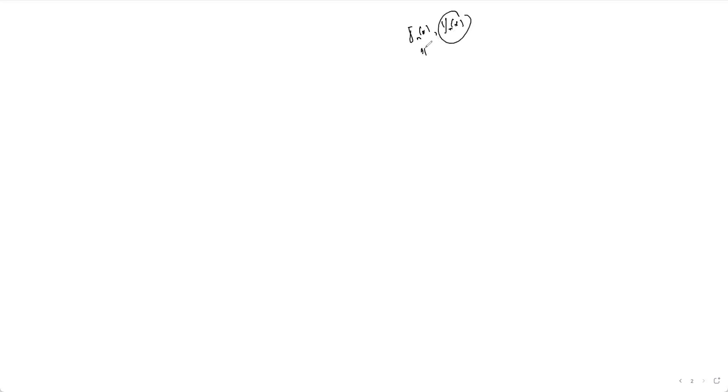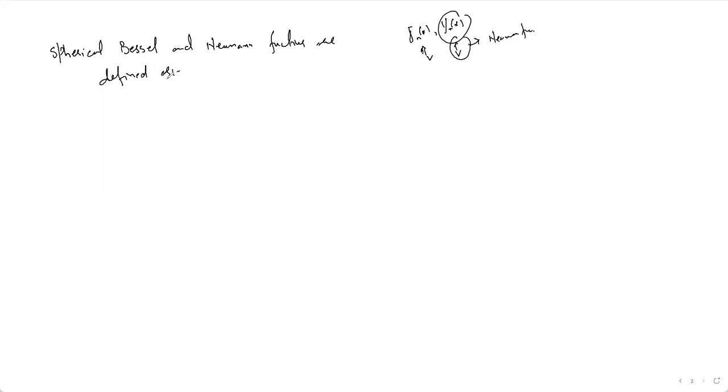We call this a Bessel function of first kind, and we call this a Bessel function of second kind. Also we call this a Neumann function, जिनको हम बोलते हैं. So the spherical Bessel functions and the spherical Neumann functions are defined as... How do we actually define them?